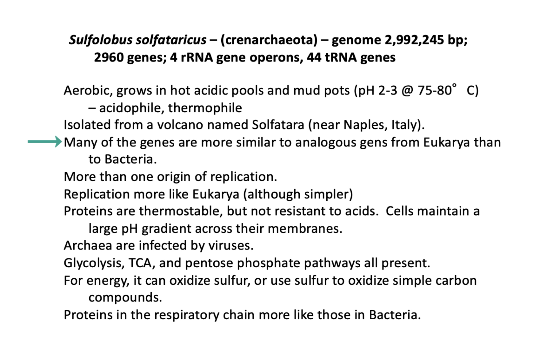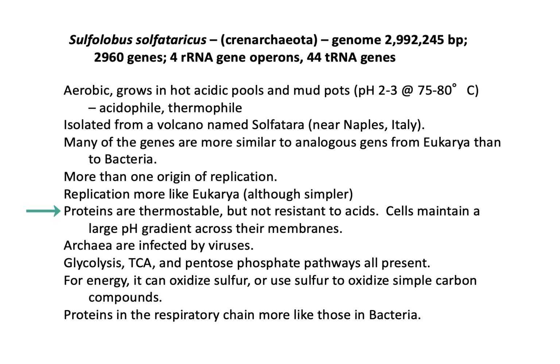Many of the genes are more similar to analogous genes from eukaryotes than bacteria, which again was expected because archaea are closer to eukaryotes than eukaryotes are to bacteria. Also, many bacterial chromosomes have only one origin of replication. This one has more than one, so this is on the way towards what eukaryotes have, which is multiple origins of replication. The replication mechanism is much more eukaryotic-like than bacterial-like.